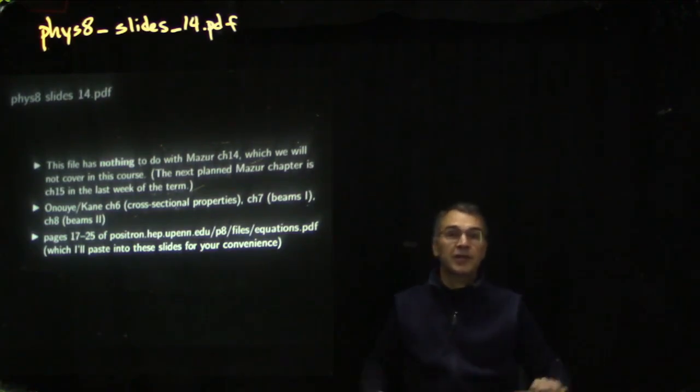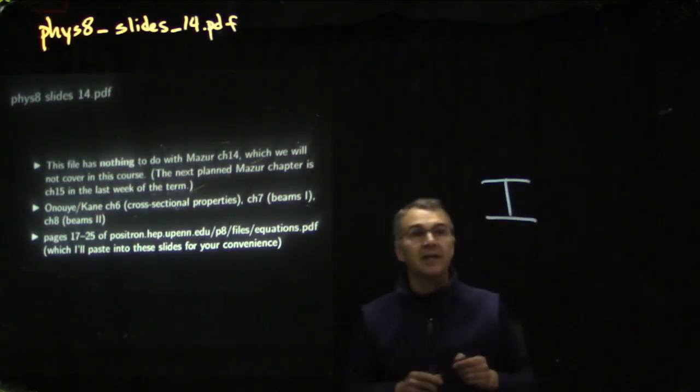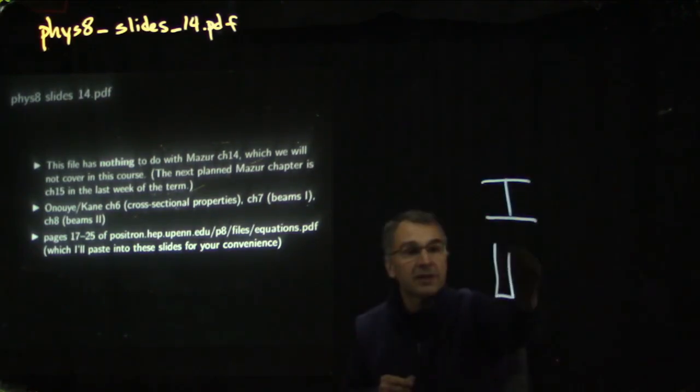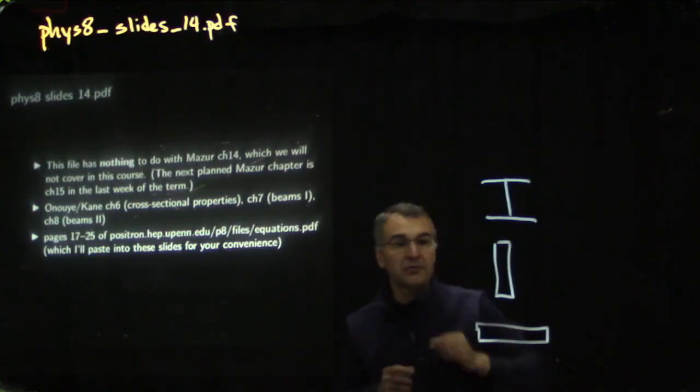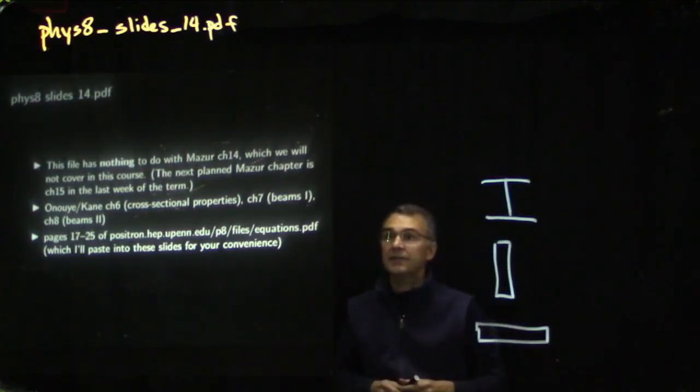And you can also understand why an I-beam has the eye-like shape that it has, and again, why this shape is much stiffer than this shape for supporting a vertical load. Then chapters 7 and 8 will talk about how we analyze beams.